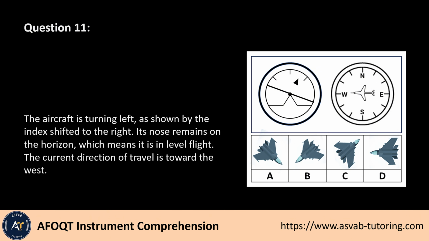Question 11. The aircraft is turning left, as shown by the index shifted to the right. Its nose remains on the horizon, which means it is in level flight. The current direction of travel is toward the west. This tells us the answer is D.